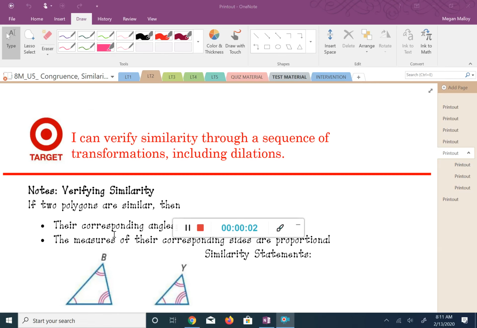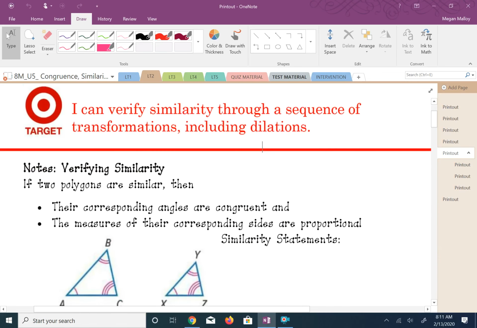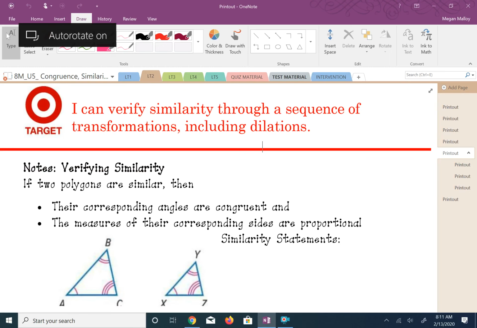Today we are going to be looking at LT2. I can verify similarity through a sequence of transformations, including dilations. However, we're going to be focusing on the verifying similarity portion of that target. So verifying similarity, we can verify that two polygons or two figures are similar if it meets two criteria.